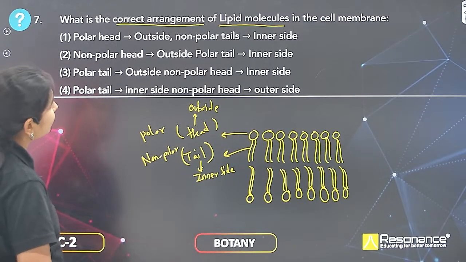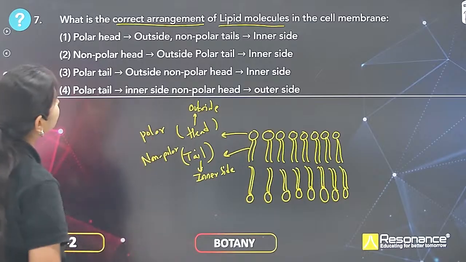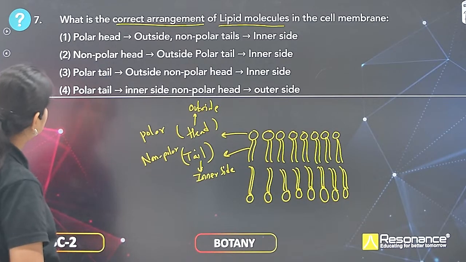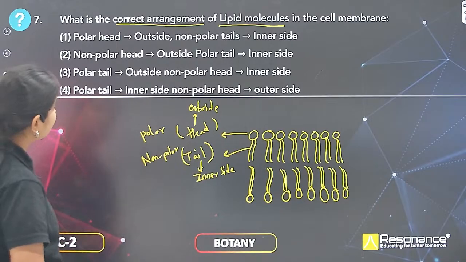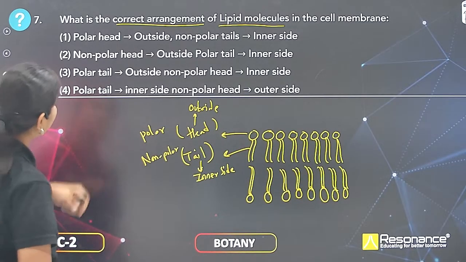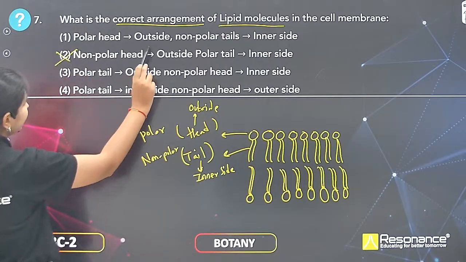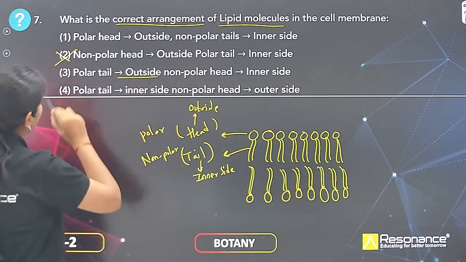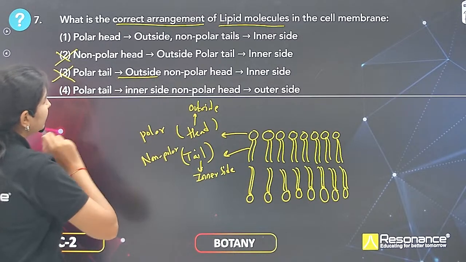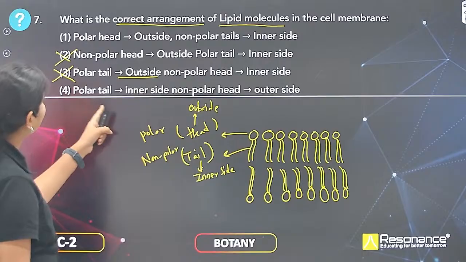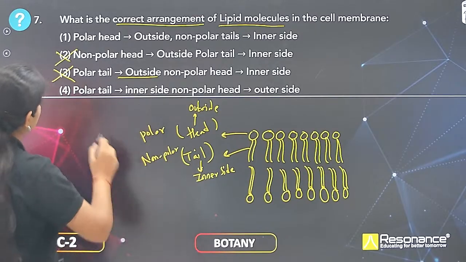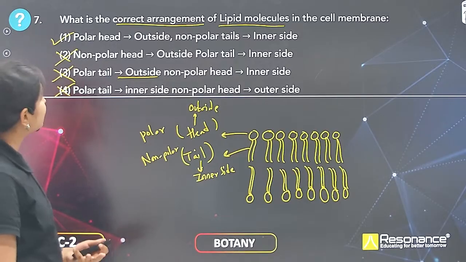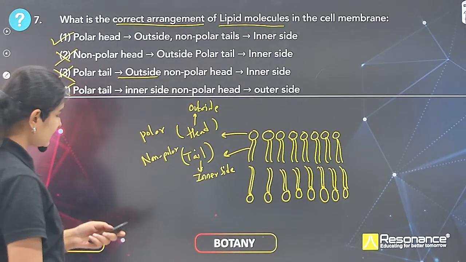They are saying, what is the correct arrangement of the lipid molecules in the cell membrane? The polar head, which is outside. Okay, that's right. Next, non-polar tails, which are inside. Now next, the non-polar head outside. See, the head should be outside. Here they are saying the tail is outside, so this is anyhow wrong. Okay, but they are saying the polar tail is inner side, the tail is non-polar. So you can go with the first option, that is polar head, which is outside, and non-polar tails, which are inside. This is clear?